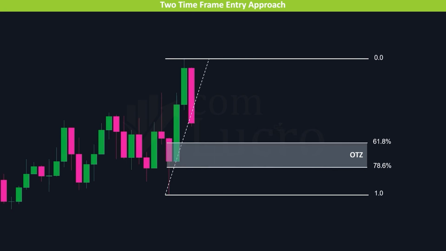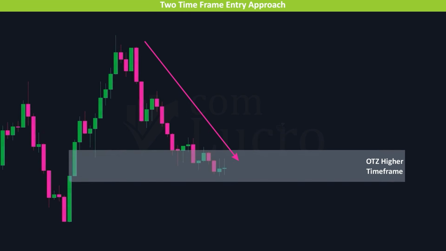As discussed earlier, once price pulls back into the optimal trading zone, we shift our focus to a lower time frame to look for an entry trigger and execute the long position. However, on the lower time frame, this same pullback may appear as a short-term downtrend. Our objective then is to identify signals that show this lower time frame downtrend is coming to an end, allowing us to enter a long trade in alignment with the dominant bullish direction of the higher time frame.